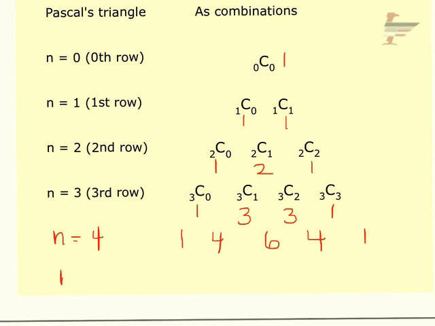One last time, when n equals 5, the triangle would be, again, 1 plus 4 is 5, 4 plus 6 is 10, 6 plus 4 is 10, and what do we got? 4 plus 1 is 5. So there would be the fifth row.